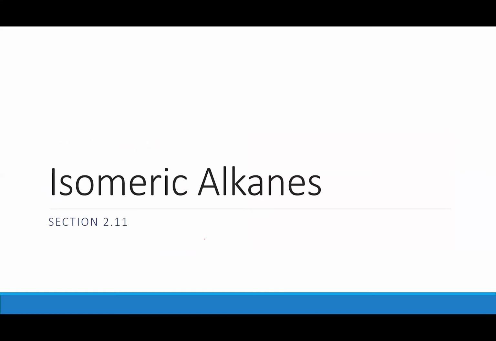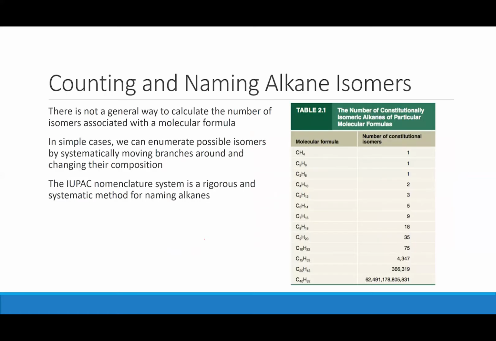But what about if we change the structure around? We talked a little bit in chapter 1 about isomers, and we're going to get more in depth into isomers and isomeric alkanes. Now, unfortunately, there is not a general way to calculate the number of isomers associated with a molecular formula. If you are just given the molecular formula, like in this table, which shows the total number of carbons and hydrogens, there's not a rule for how many isomers it will form.